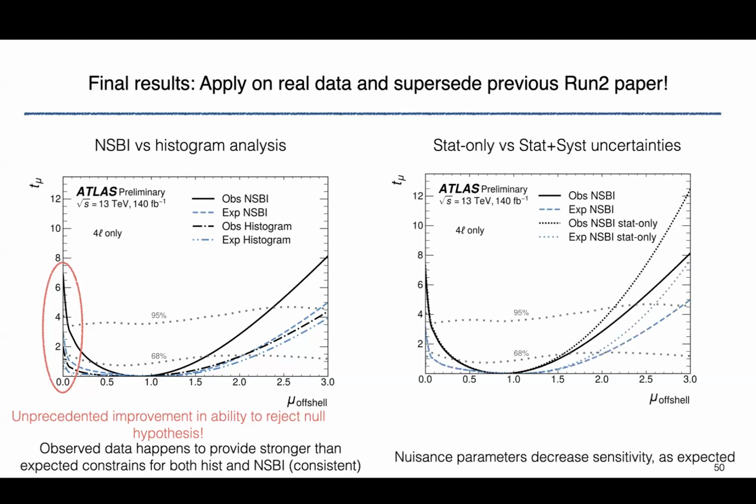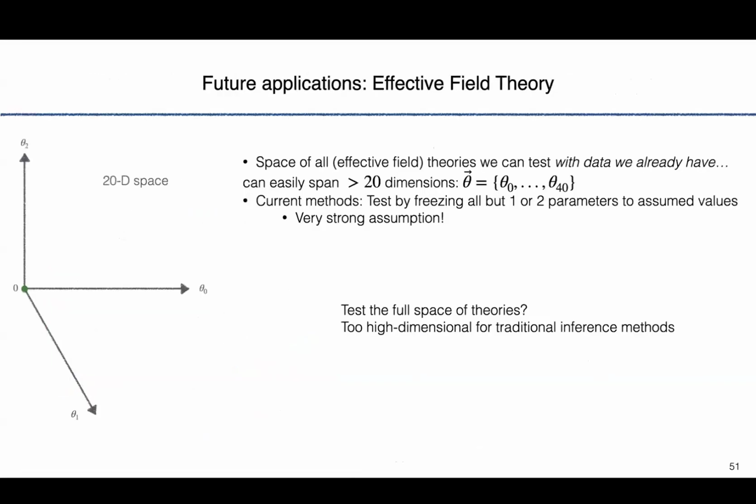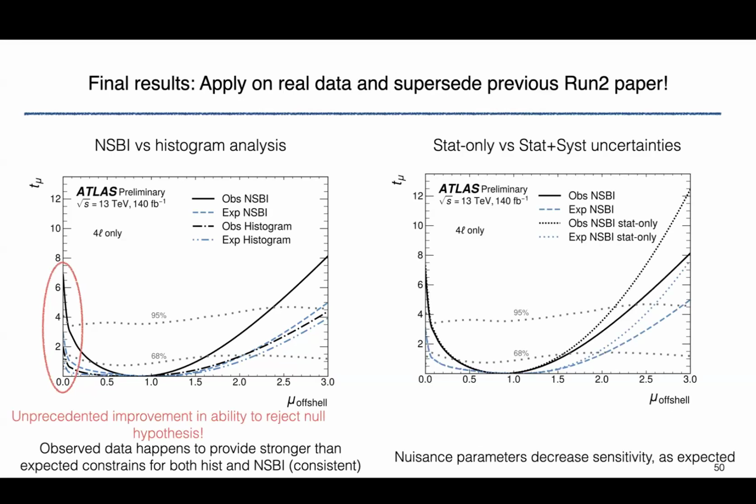Okay. And then of course, stat-only results versus once we introduce nuisance parameters and profile over them, you expect the sensitivity to go down, and it does. But the nice thing is that in the lower limit range, the effect of nuisance parameters is not that bad. Again, everything is consistent between the histogram and the NSBI method. Right. Okay. So these are the fresh results that have come out this week.